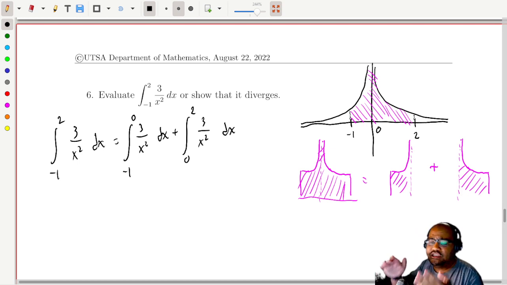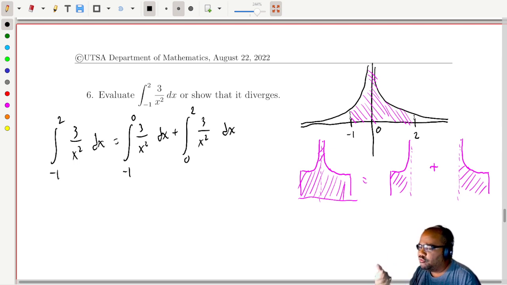Now, this actually is two type 2 integrals that we're going to glue together. And the result says that in order for an improper integral to converge, if I have to break it up into finitely many pieces, the sum of those has to converge. What that means is all of those integrals must exist. If one of those integrals fails to exist, we have a problem, and we say that the integral is divergent.